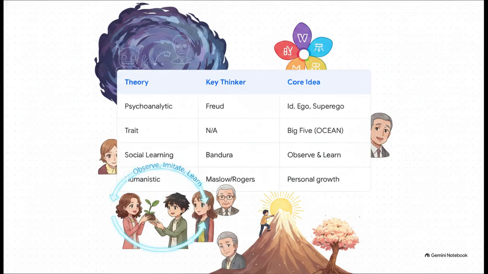And finally, humanistic theory, driven by key thinkers like Abraham Maslow and Carl Rogers. This one takes a beautifully positive view. It focuses heavily on personal growth, self-development, and our inherent natural drive to achieve our absolute highest potential.